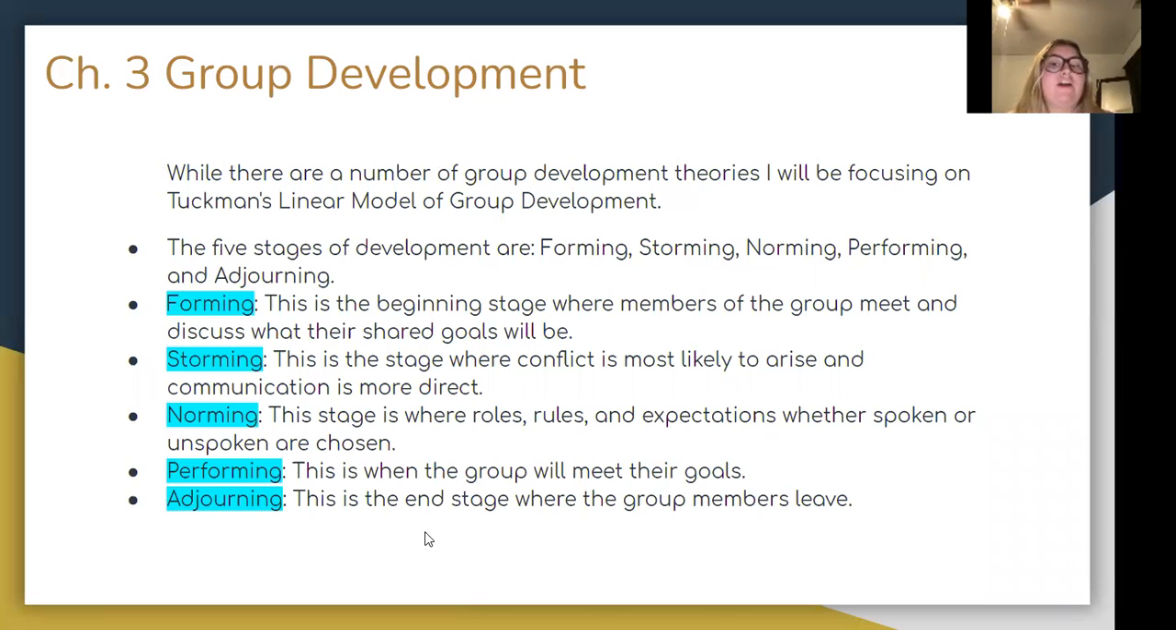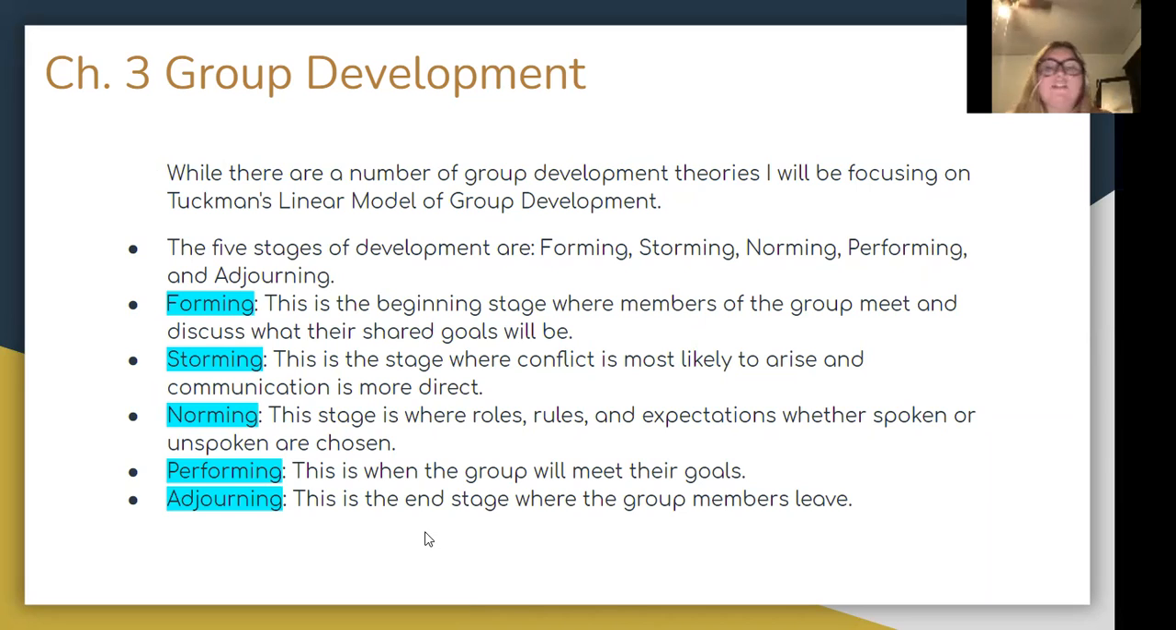Sometimes, there's a very clear unspoken rule: don't speak when someone else is speaking. And then there is performing. That is when you will finally accomplish your goals. For us, it was performing our first Comcast project together, and now we're performing right now with this group project.